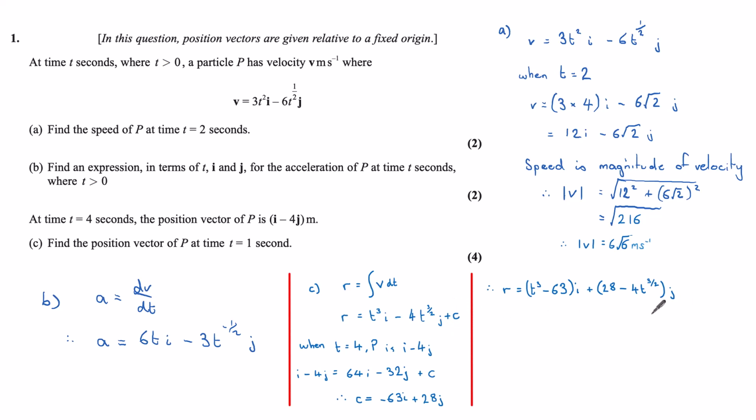Now we have this position vector, we can substitute in the time we want. We're told we need to find the position vector after 1 second. So when t is 1, substituting in, we get r = −62i + 24j.